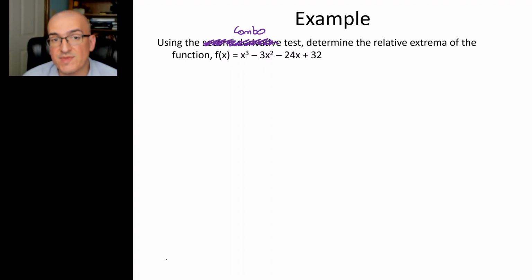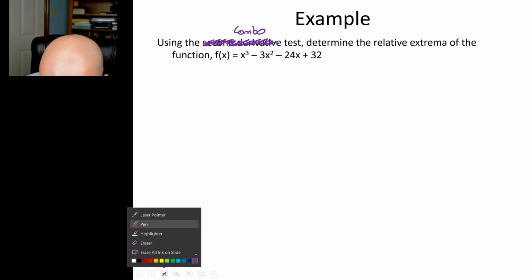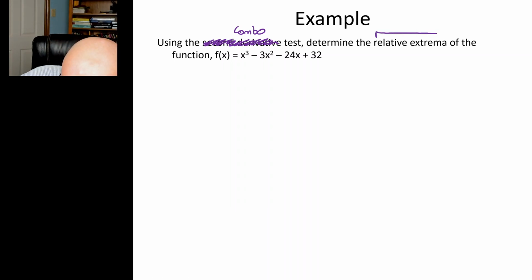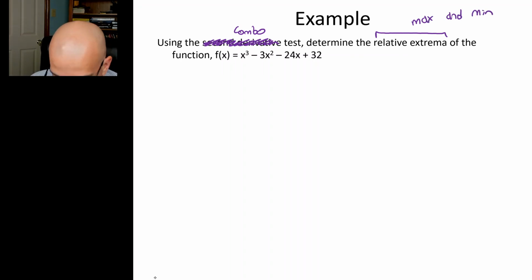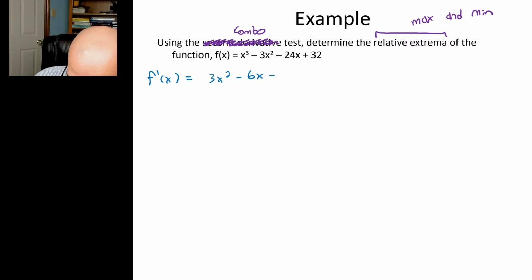Relative extrema means max and min. So I'll add that as a label. Max and min. So let's do the first part. We're going to take the first derivative, 3x squared minus 6x minus 24. We're going to set the first derivative equal to 0.